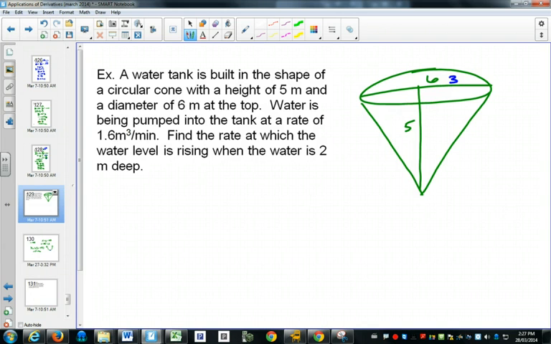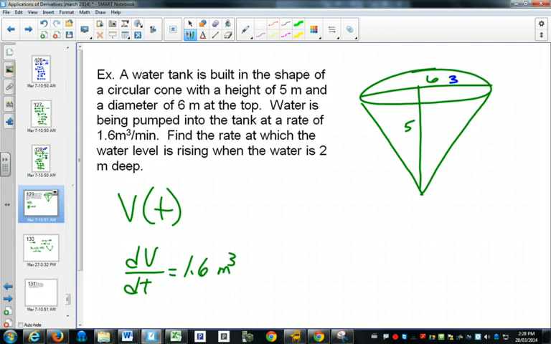Water is being pumped into the tank at a rate of 1.6 meters cubed per minute. What kind of measurement is that? It's volume. So we know that volume is a function of time, and we know that the change in volume over time is equal to 1.6 meter cubed per minute. Find the rate at which the water level is rising.